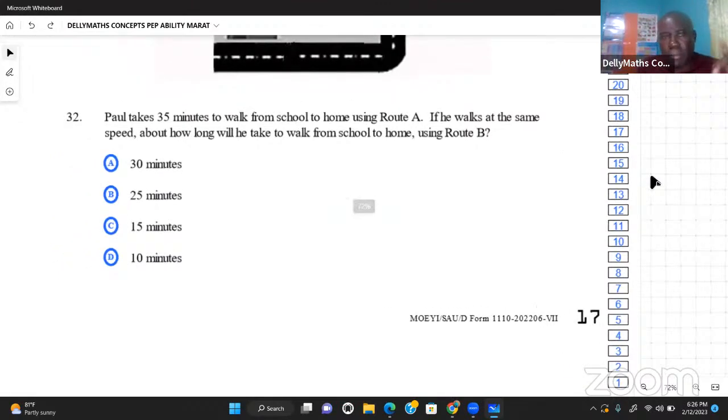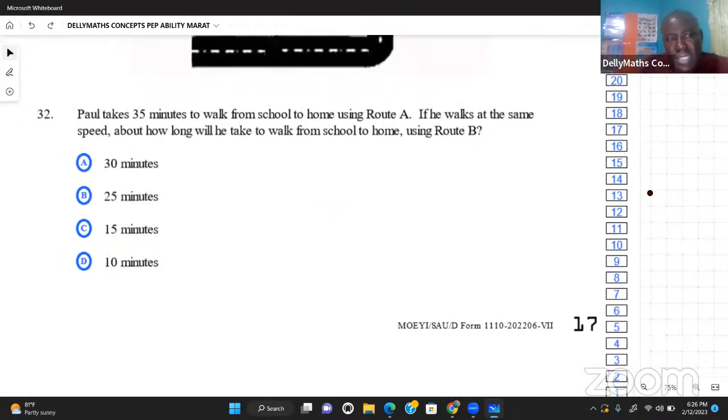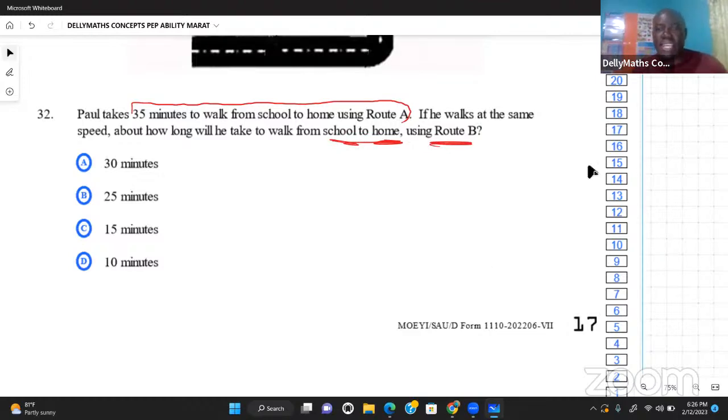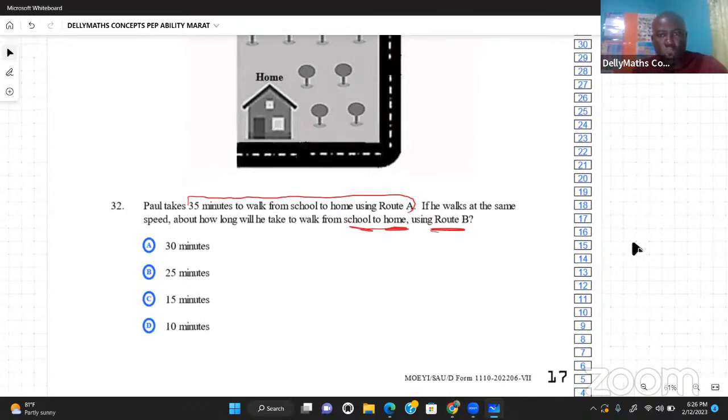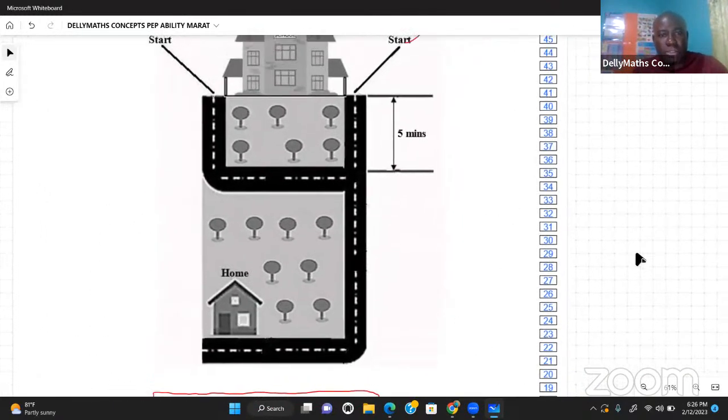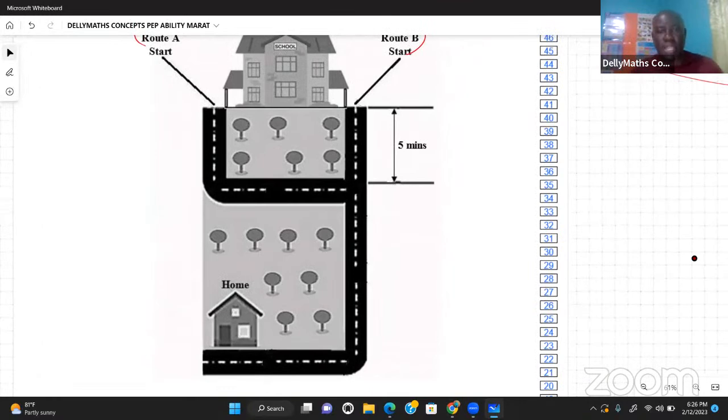Here's the question. I'm blowing up the question big for us. The question says here, Paul takes 35 minutes to walk from school to home, route A, 35 minutes. If he walks at the same speed, about how long will he take to walk from school to home using route B? So now they're saying 35 minutes to walk route A. How long do you think it's going to take to walk route B? Let's go back to the diagram.